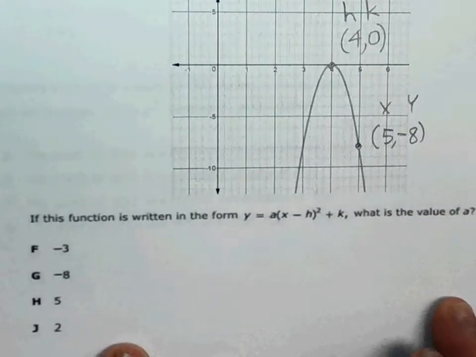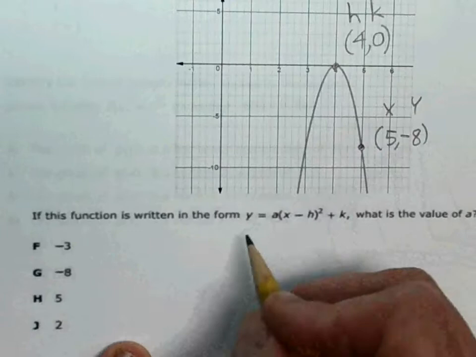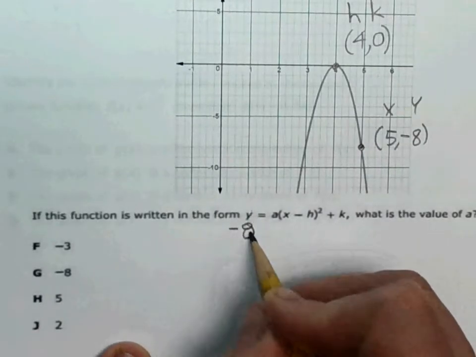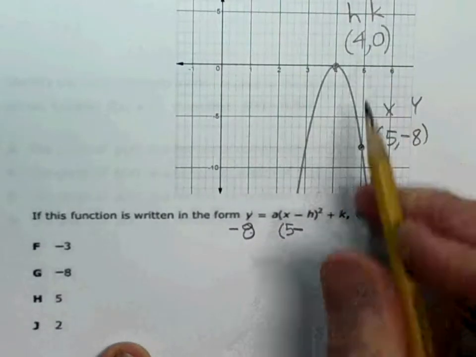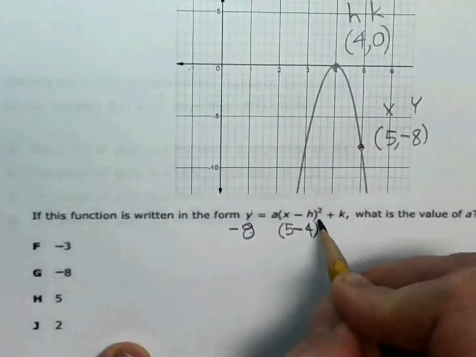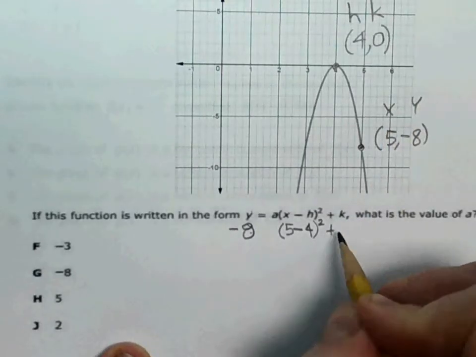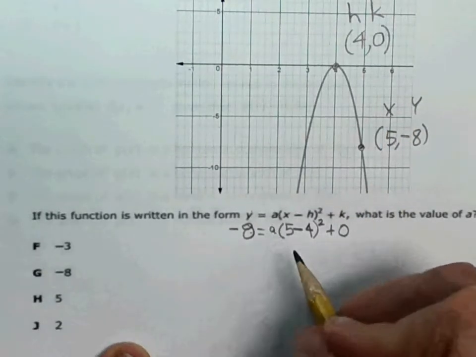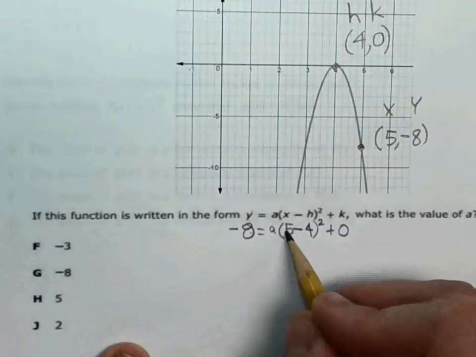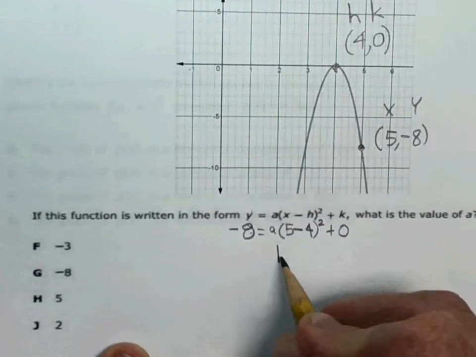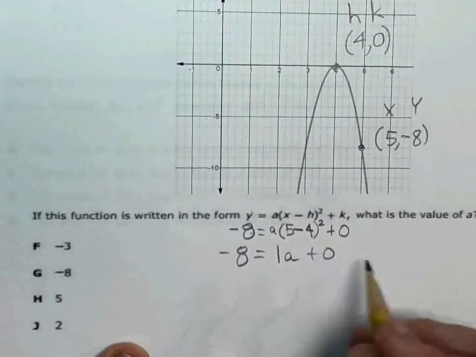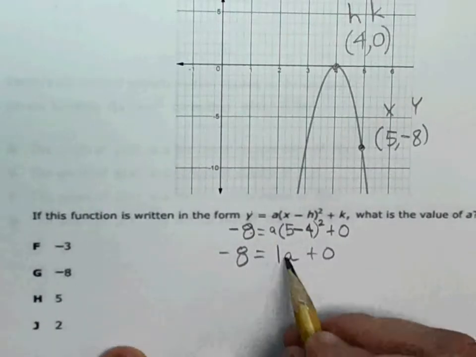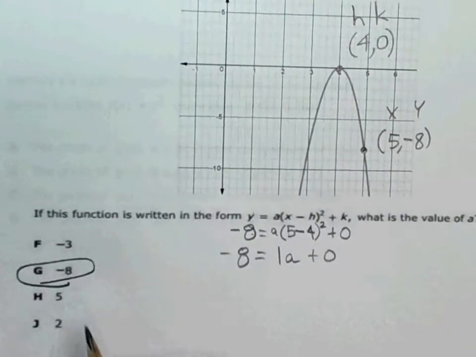Alright? So if we go back over here, we're going to just substitute in right here. y is -8, x is 5, 5 minus h, which is 4, and if we square that and then we do plus k, which is plus 0, and we just leave the a right there. Notice 5 minus 4 is 1, 1 squared is 1, so I really get 1a. It's equal to -8 plus 0. You don't really need to subtract 0 from both sides. You divide by 1. Oh my goodness, guess what? That means a is going to be -8.